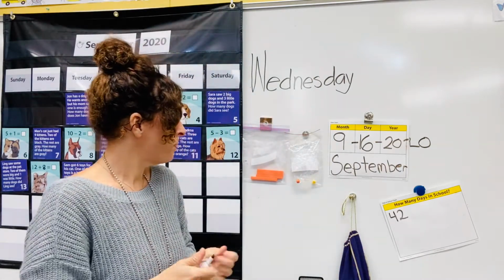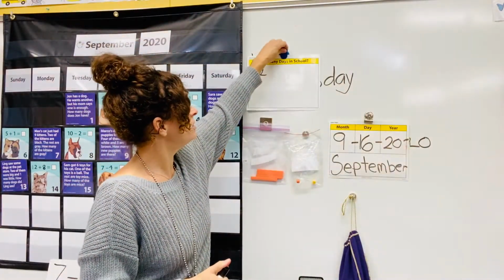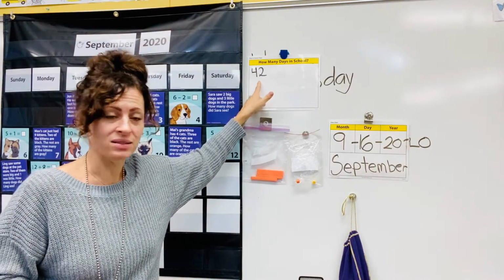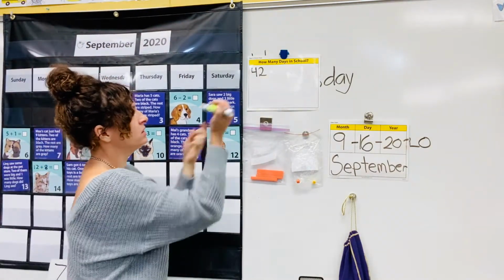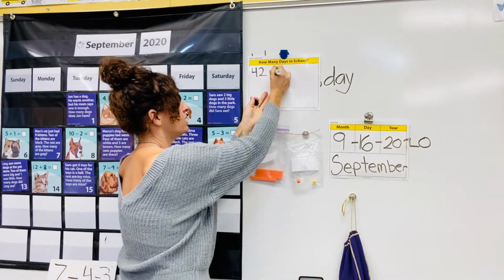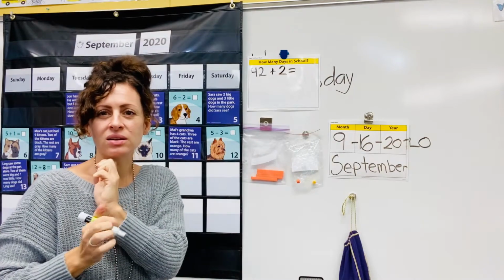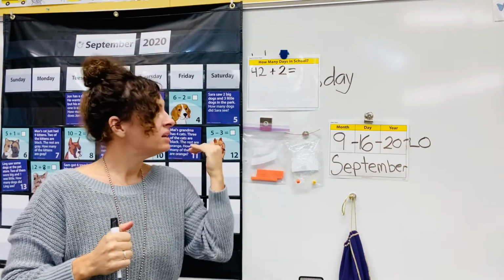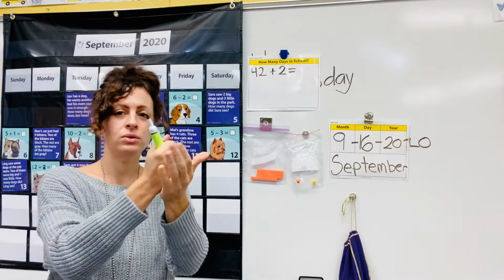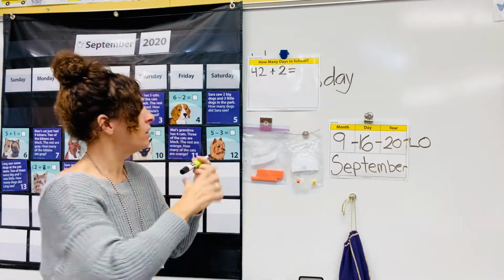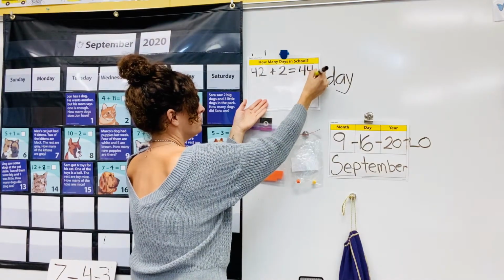Okay, great. And the last time we met, we were in school for 42 days. Since then, we've added 2 days. So 42 plus 2 equals. Go ahead and write that equation, or you can do it in your brain. What is 42 plus 2? I'm going to count up. 42, 43, 44. So our answer is 44.